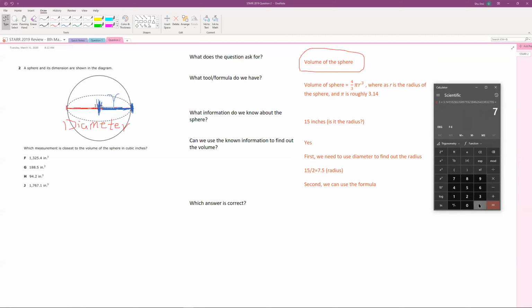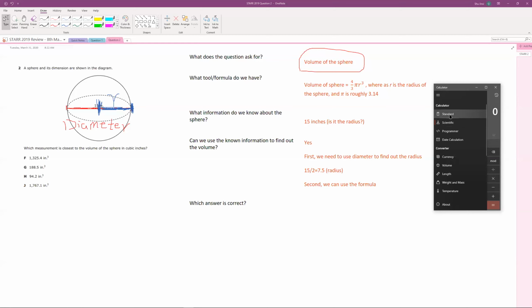So 7.5, and if your calculator has a cubic button, you can just press this button. Then that will give you the answer, 1,767.1.